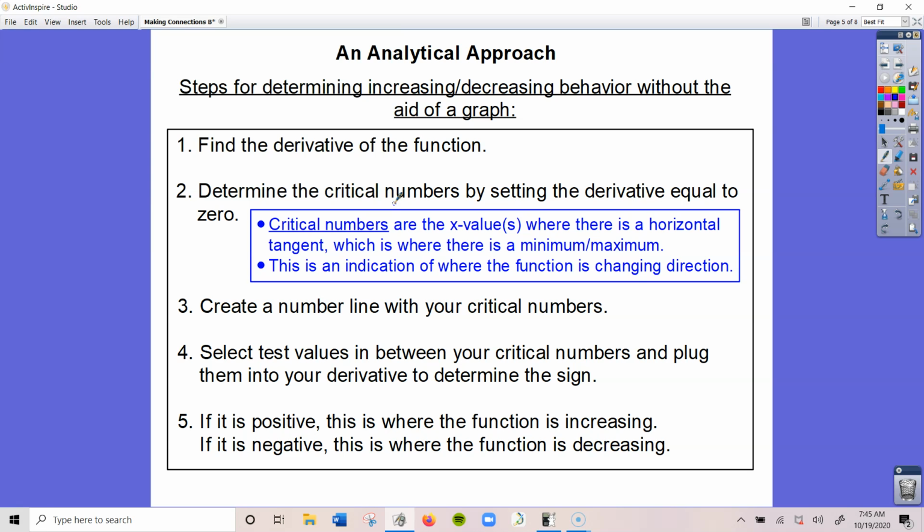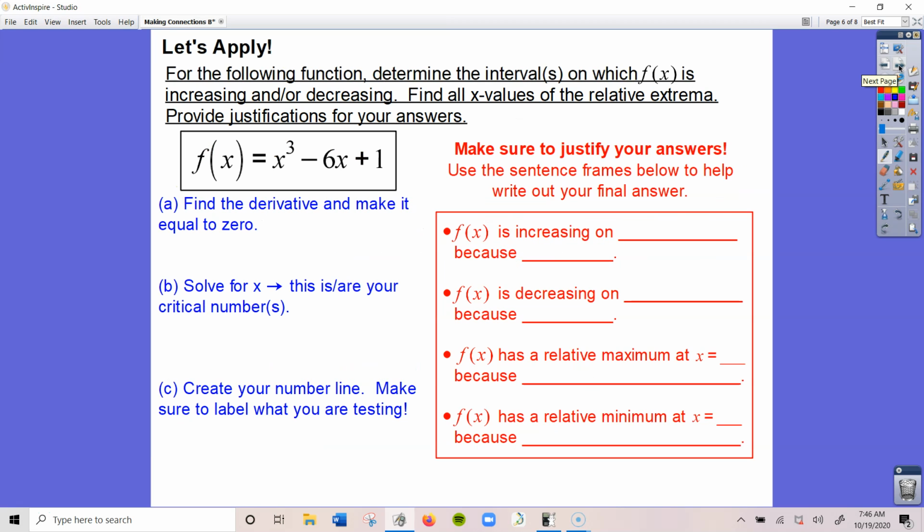Then you're going to select test values in between those critical numbers and plug them into the derivative in order to determine the sign. I don't care about the number. We're just looking for when it's positive or negative. If you end up on the interval that it is positive, that's where the function is increasing. And if it is negative, that's where the function is decreasing. Additionally, for those critical numbers, if on one side you have a plus and the other side a minus, then at that critical number you have a maximum, and the opposite would be a minimum. So let's try this out.